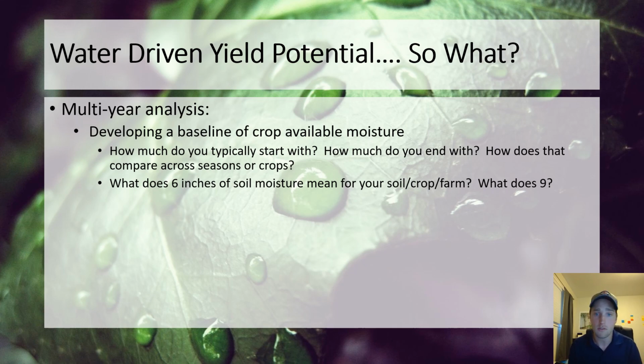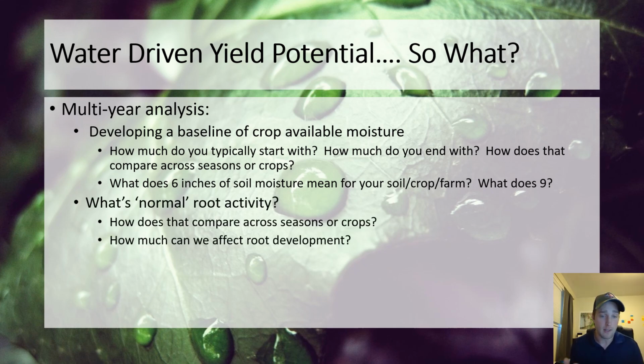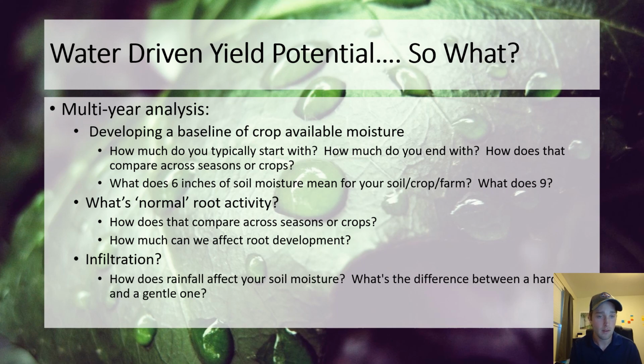What does 6 inches of soil moisture mean for your soil or crop or farm? What does 9, right? These are understandings, again, I think are multi-year endeavors. What's normal root activity for your farm and your soil? And how does that compare across seasons or crops? How much can we affect root development through management decisions? Infiltration. How does rainfall affect your soil moisture on your soil types? Is that all the same across every soil type or in every farm and every field? I doubt it.